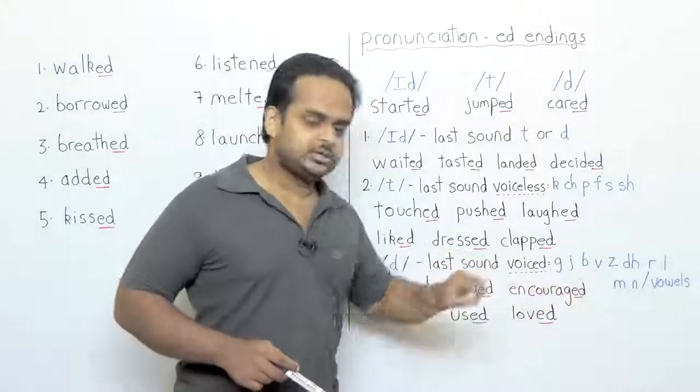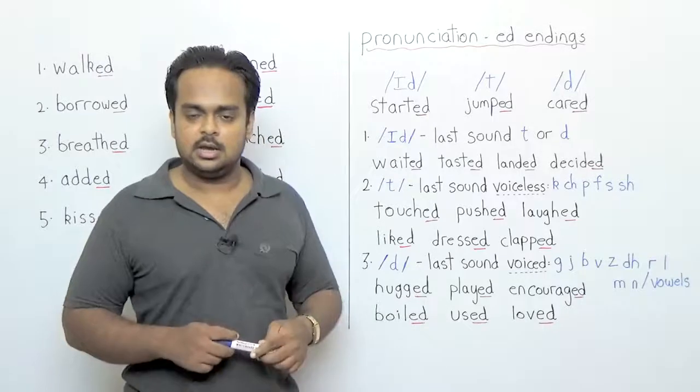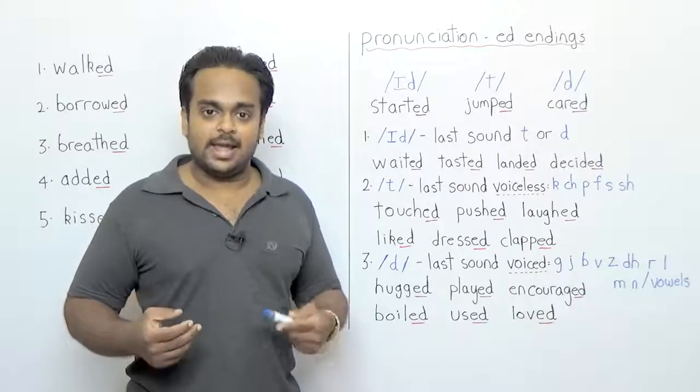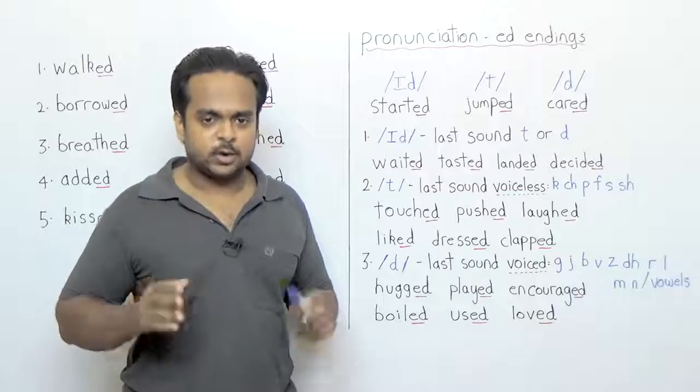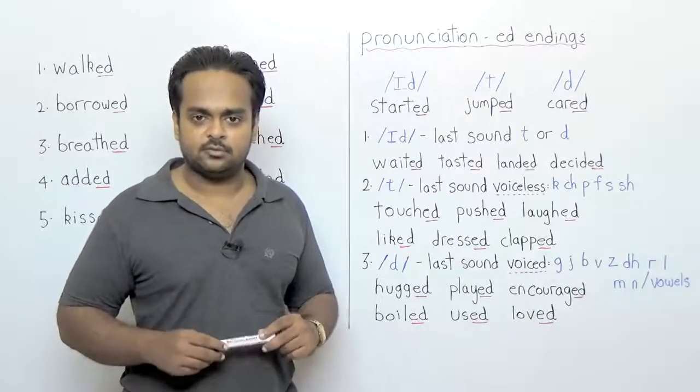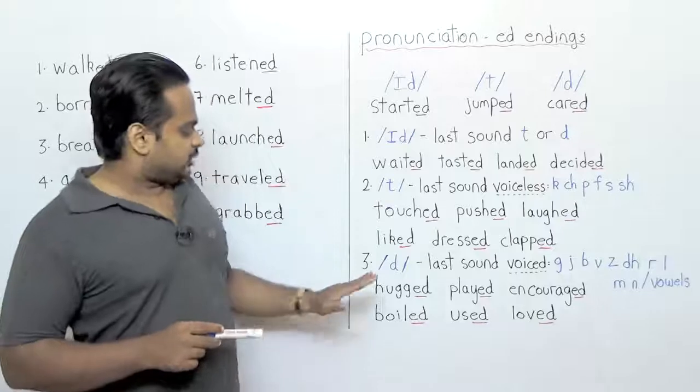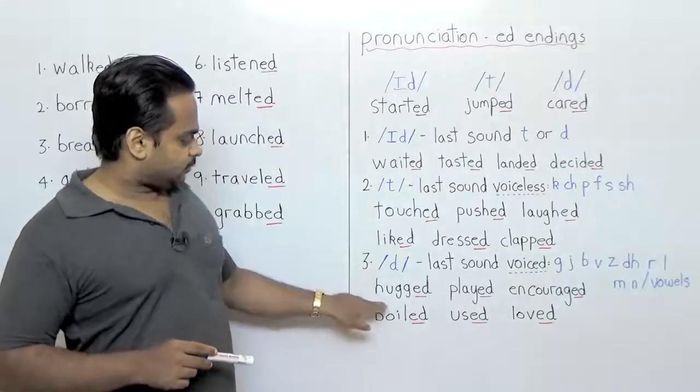And any vowel sound is automatically voiced. Like if you say O or A or E, you cannot say it without voicing it. So any vowel sound will always have voice. Okay, let's look at some examples again.